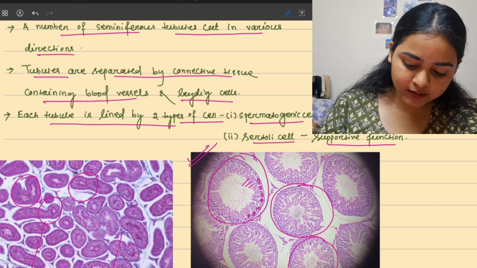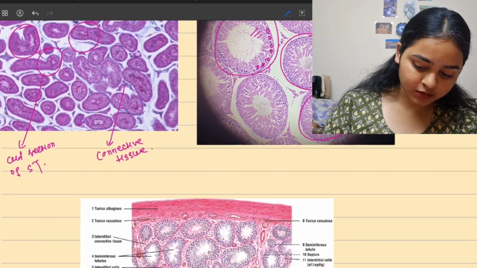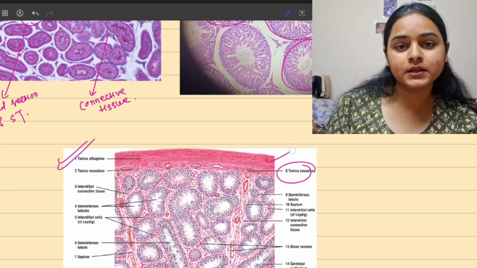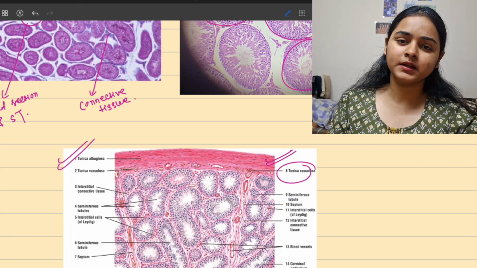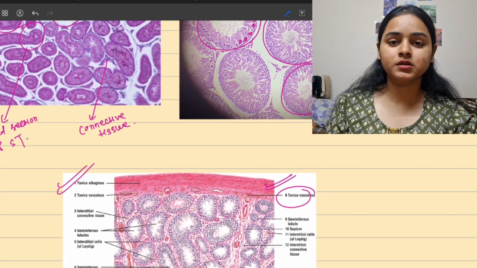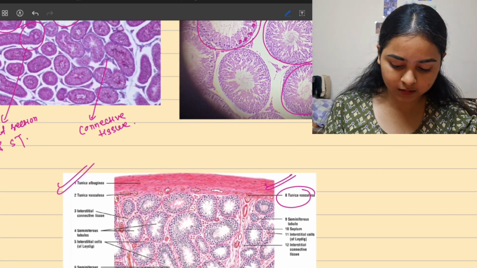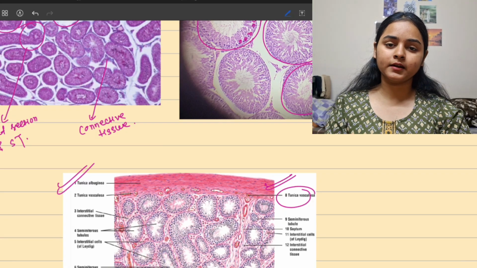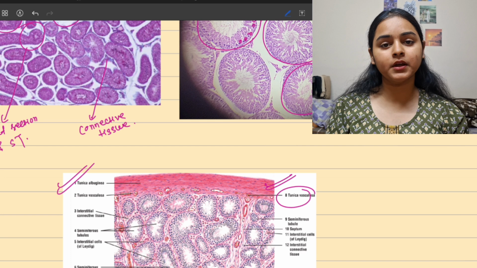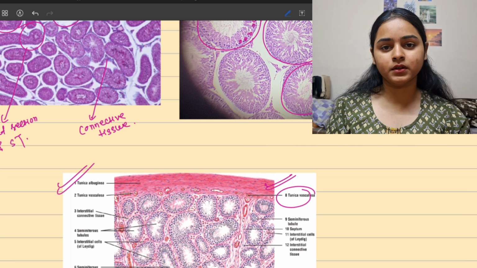Okay, so now you can easily identify the slide of testis. So this is the picture from your diffuse atlas. Here the capsule of the testis is present, but it may not be present in every slide. So you have to identify the cut section of the seminiferous tubule and the cells, the spermatogenic cell and the Sertoli cell, in the tubule. And these are the important characteristic features of your slide of testis. So you have to draw this diagram in your copy, and you have to write the identification features.